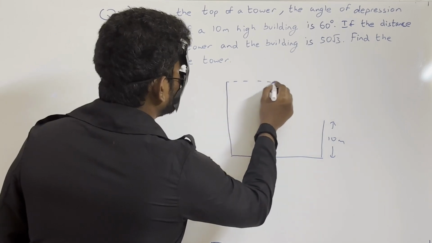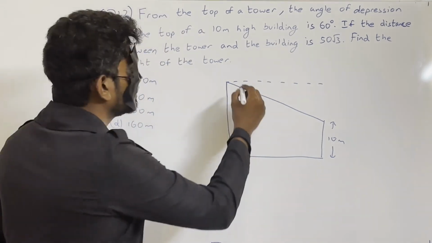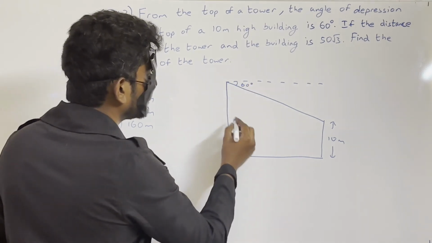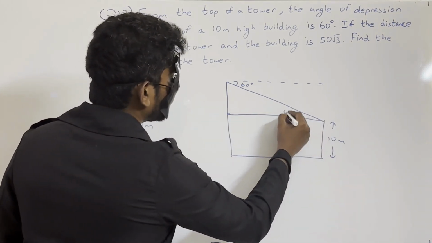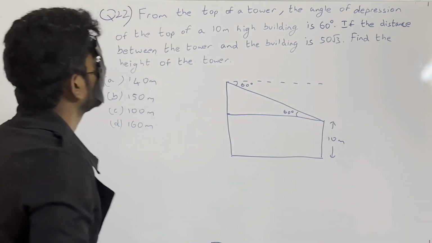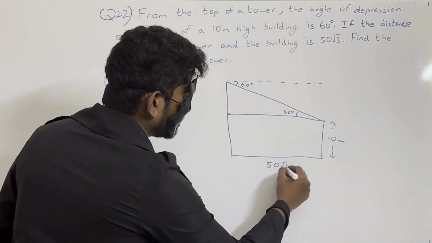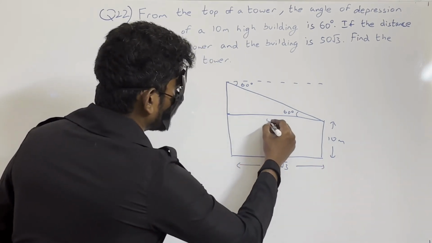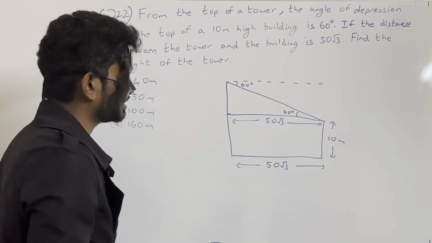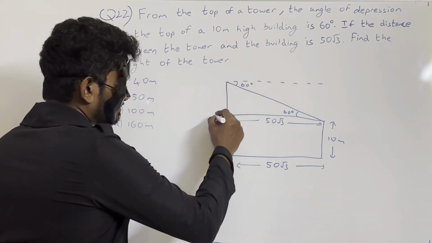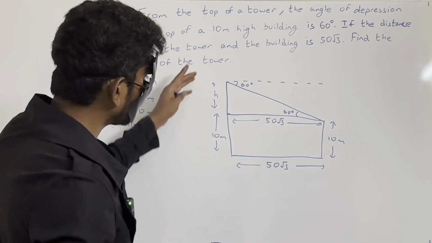The angle of depression is given to be 60 degrees. So this will be 60 degrees, the angle of depression. If that is 60, this will also be 60, alternate angle, right? And what else is given is the distance between the tower and the building is 50 root 3. So this part will be 50 root 3, and this will also be 50 root 3. Right? Find the height of the tower. So this will be 10 meters till here. We need to find this part and add it to this 10 to get the overall height of the tower.